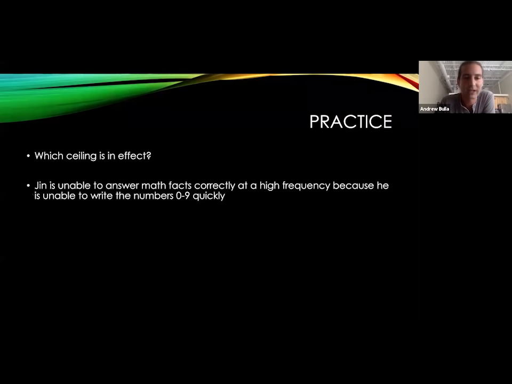Jin is unable to answer math facts correctly at a high frequency because he is unable to write the numbers 0 through 9 quickly. What ceiling is in effect here? So learner imposed ceiling. Good. Yep, we're targeting the wrong skill. We need to target those component and tool skills.